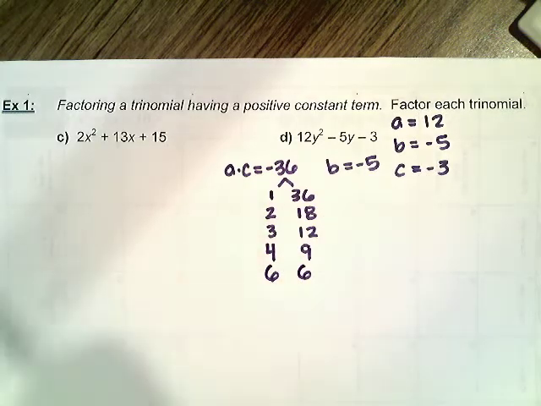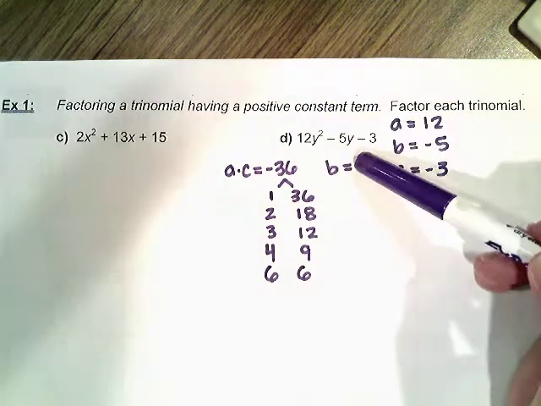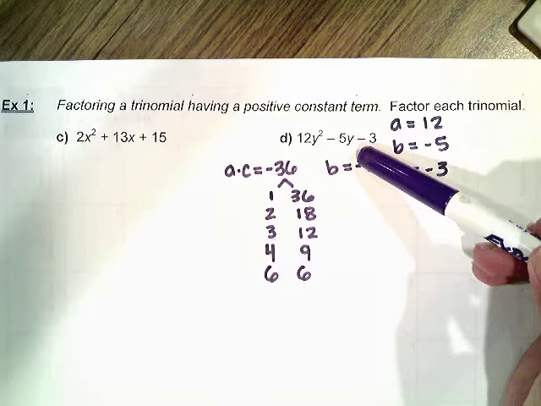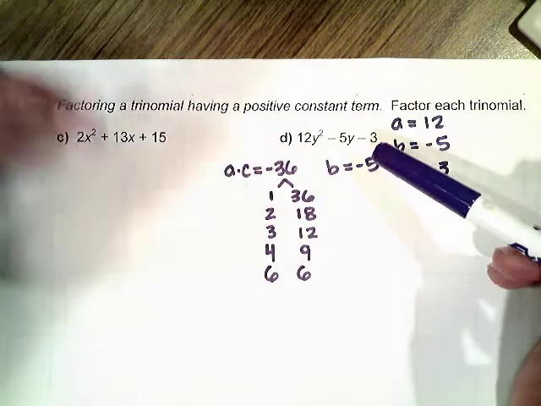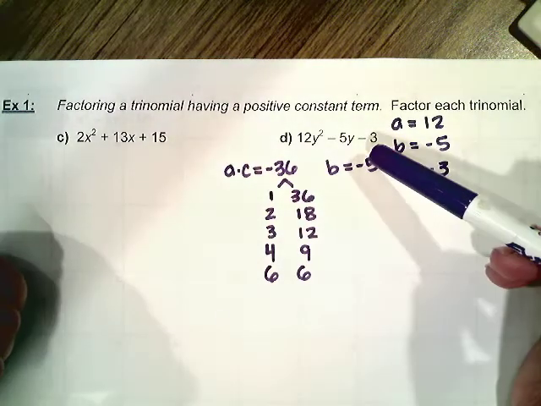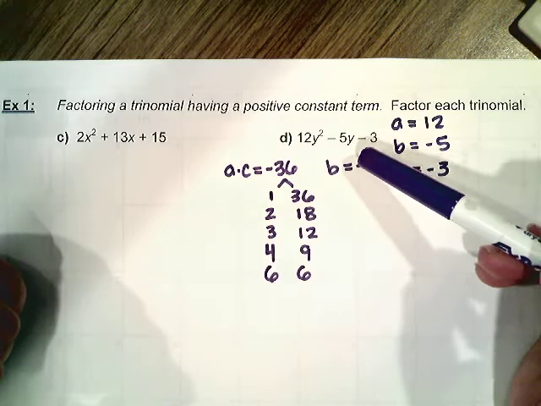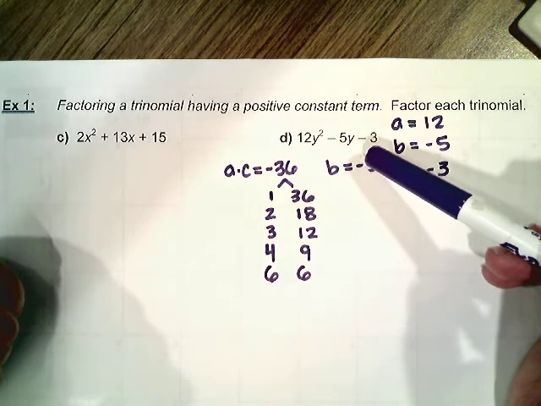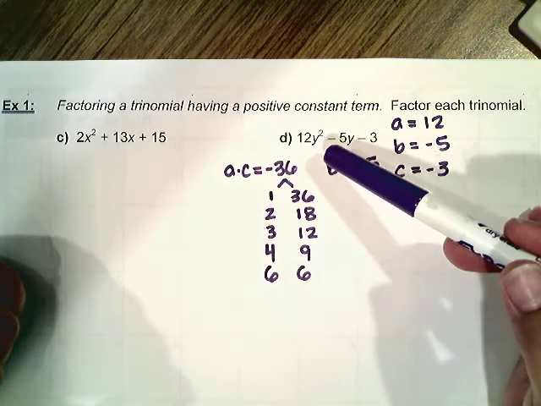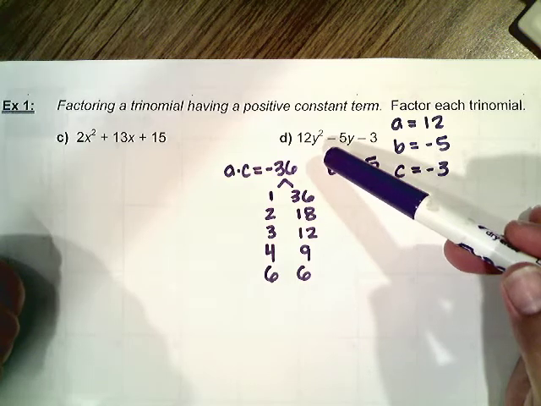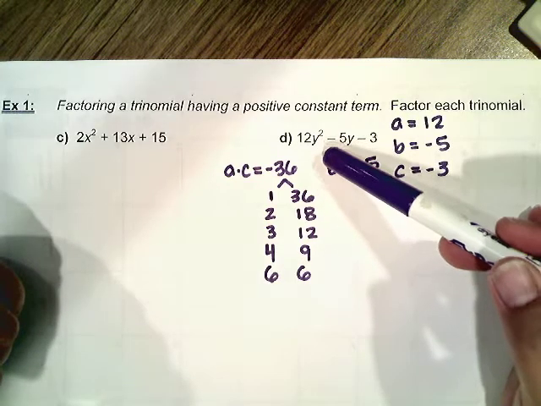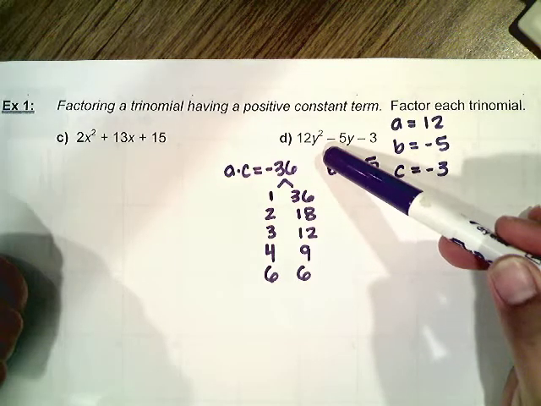We want to take a look at our signs. So here we have a negative C value. And what that negative C value determines is if the signs are going to be the same or different. Because it's negative, the signs are going to be different. And the larger number will match the sign of B. So here the larger number is negative because the B sign is negative.